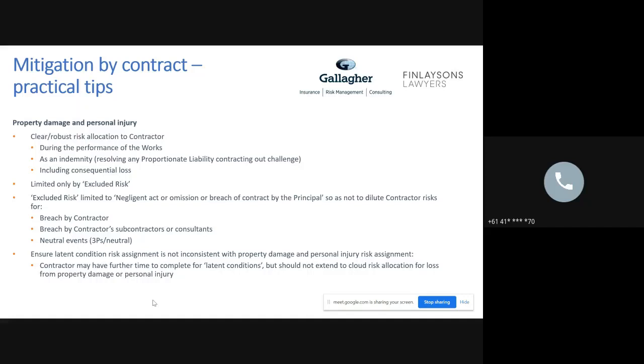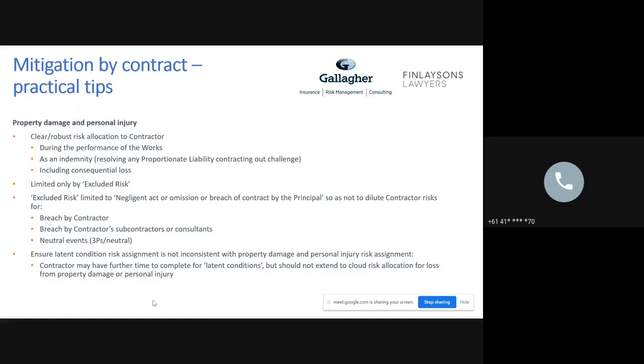And look, that's understandable. It's just a matter of making sure that that's limited to a negligent act or omission by you as the principal, and it doesn't cover anything such as property damage caused by neutral events such as weather or flooding or fire, etc., which you'd obviously want coverage from the contractor for.